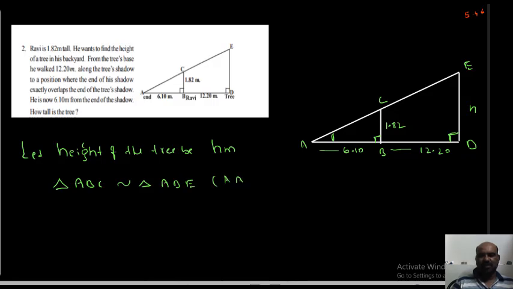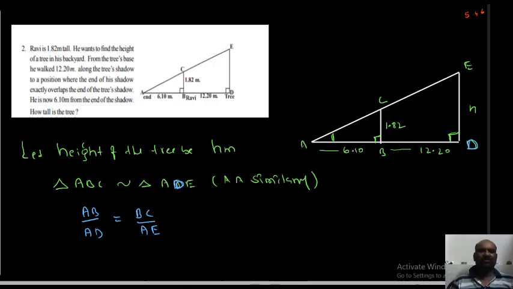From AA similarity, two triangles are similar, their corresponding sides are in proportion. So here what I can say, something I wrote wrong. This is not an E, this is D. AB by AD equal to BC by DE. No use of AC, no need to compare that. AB means here 6.10.